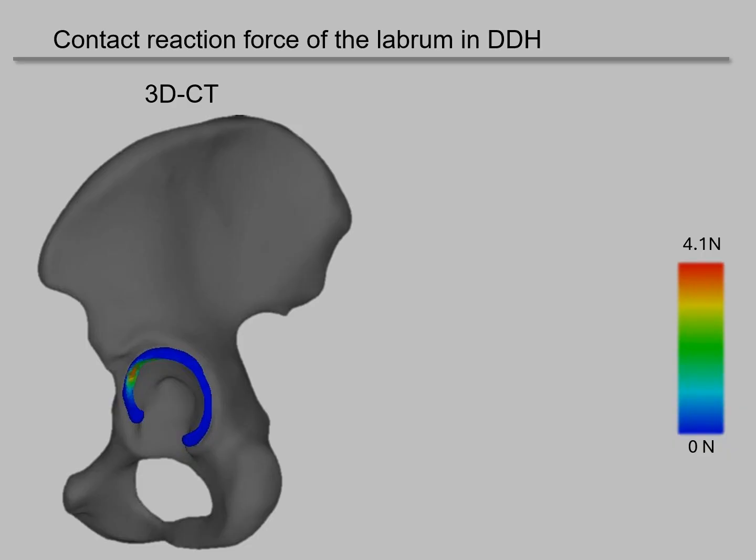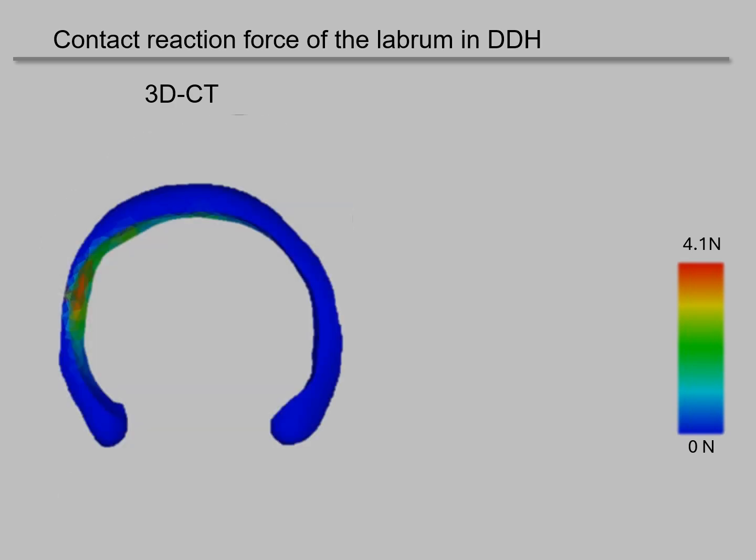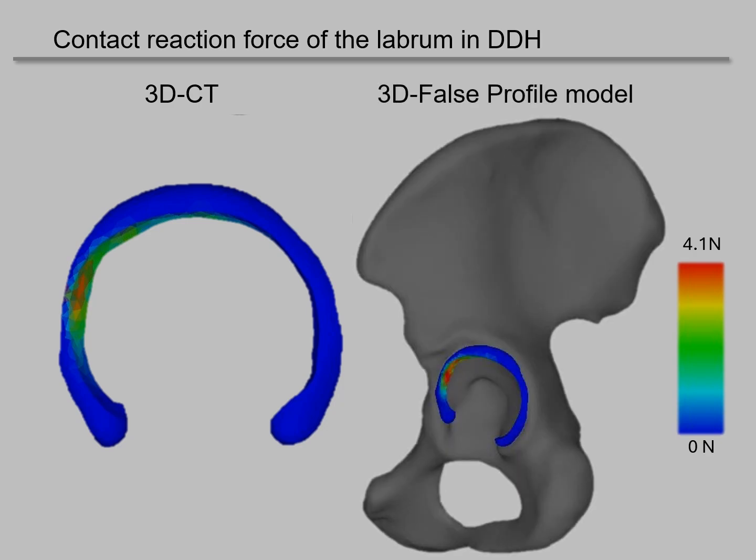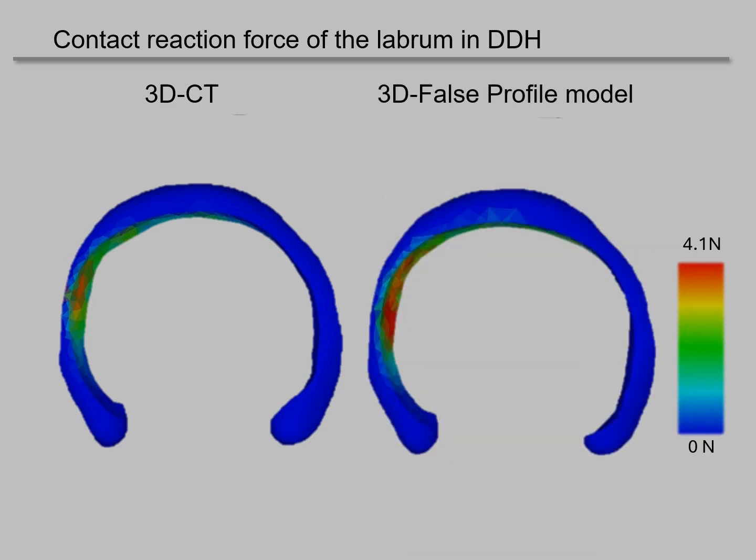This figure shows the contact reaction force of the labrum in the DDH. In the DDH, a clearly higher contact reaction force was observed compared to the control hip, even in the 3D CT model. In addition, the 3D false profile view shows that a higher reaction force is being applied. These contact reactions are seen in the anterior superior to anterior regions.